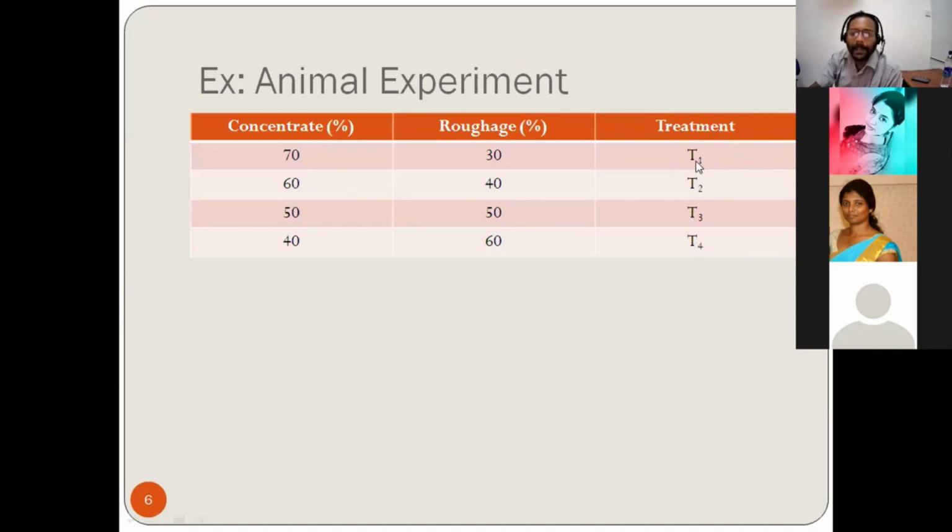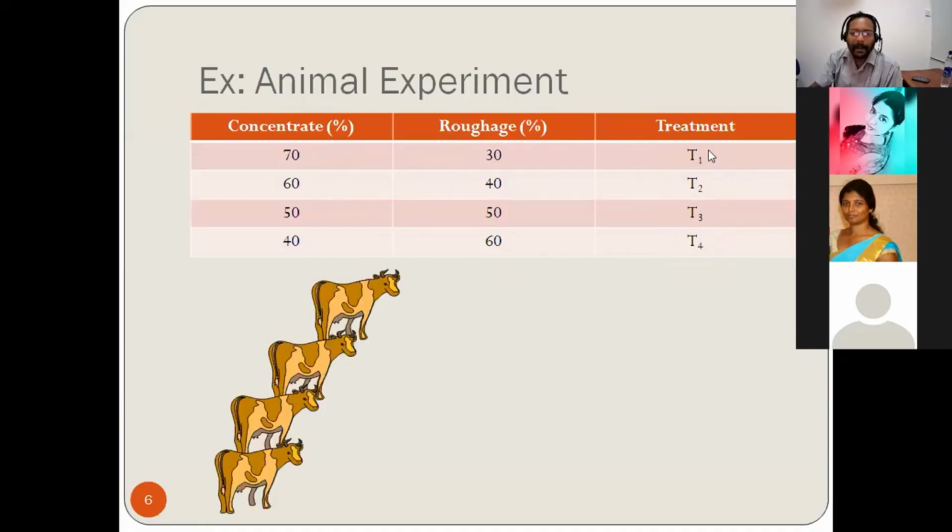All these have a unique combination. The first one has more concentrate, 70%. First treatment, second treatment 60%, third treatment 50%, 40%, and roughages the other way around, lowest to upper value. So these are the treatments that I'm going to test with the animals. Under what topic are we going to learn this? Randomization. What do you mean by randomization? Now, how many treatments are there? As you all said, 4 treatments.